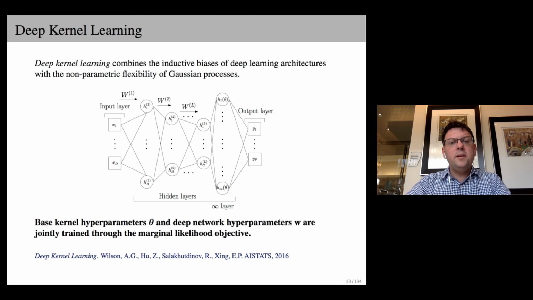Importantly, this is quite different than what we would get if we were to just use a neural net as a feature extractor, train the neural net, and then apply a GP to the result. Rather, deep kernel learning here is a one-step end-to-end procedure. It's a single model, and it's trained through the marginal likelihood objective.